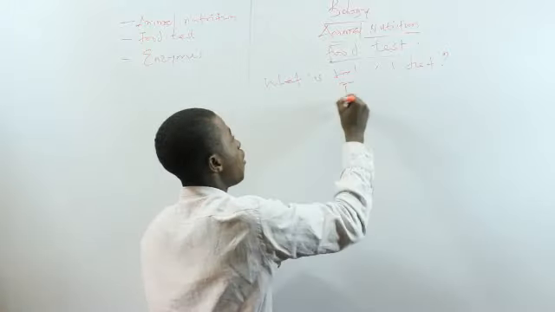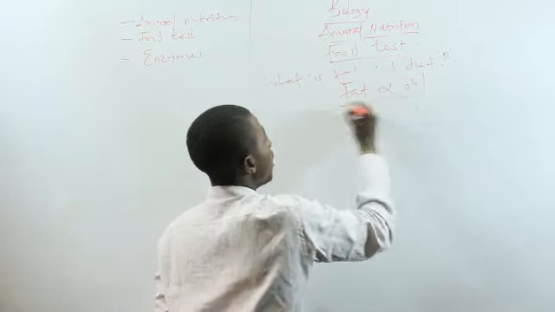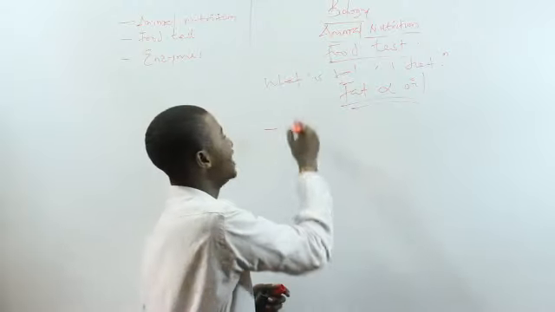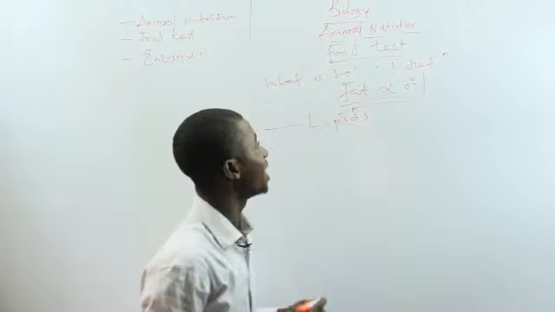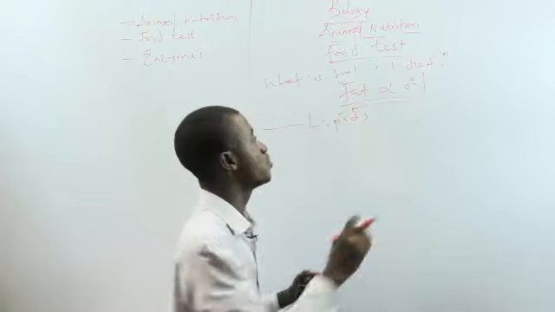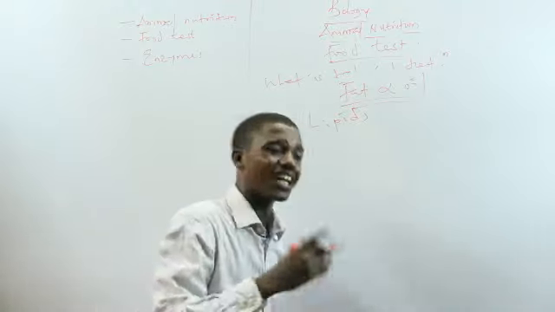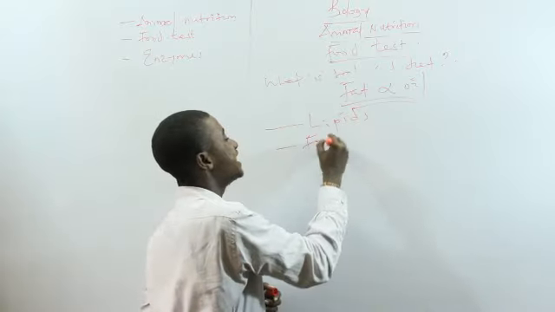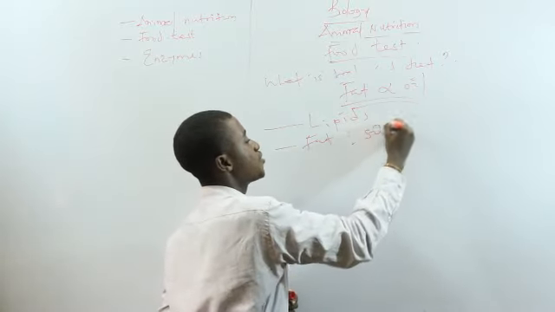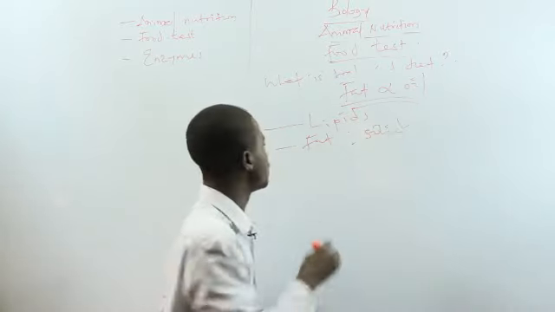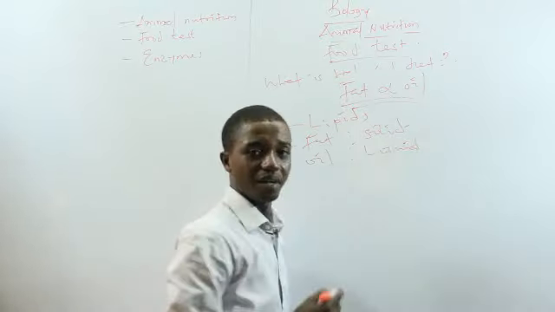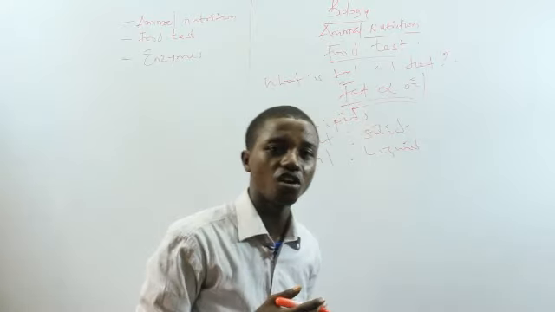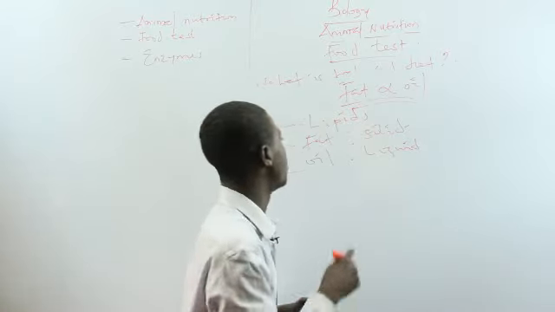The third is what we call fat and oil. Fat and oil are generally called lipids. So what then are the differences between fat and oil? What is fat and what is oil? Fat is solid at room temperature. What then is oil? Oil is liquid at room temperature.